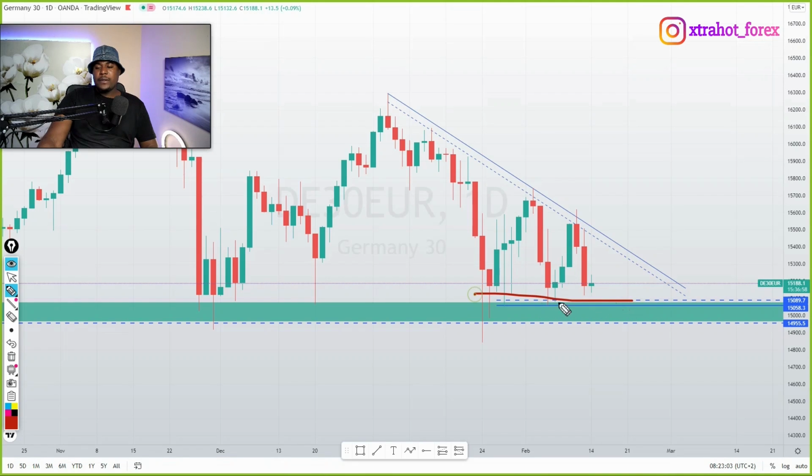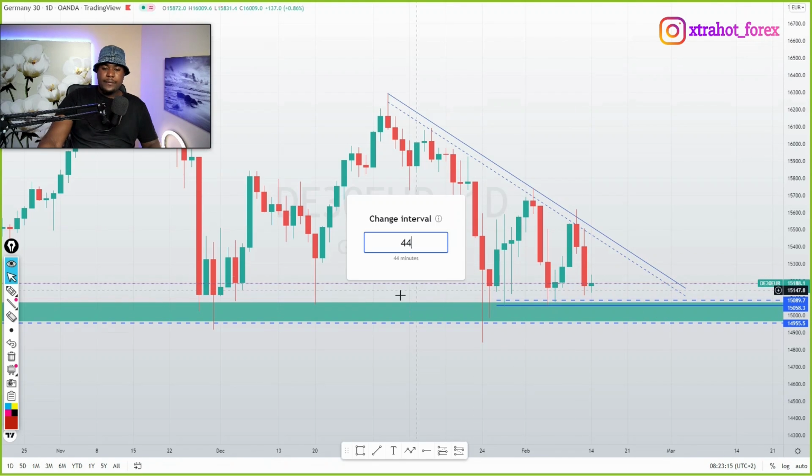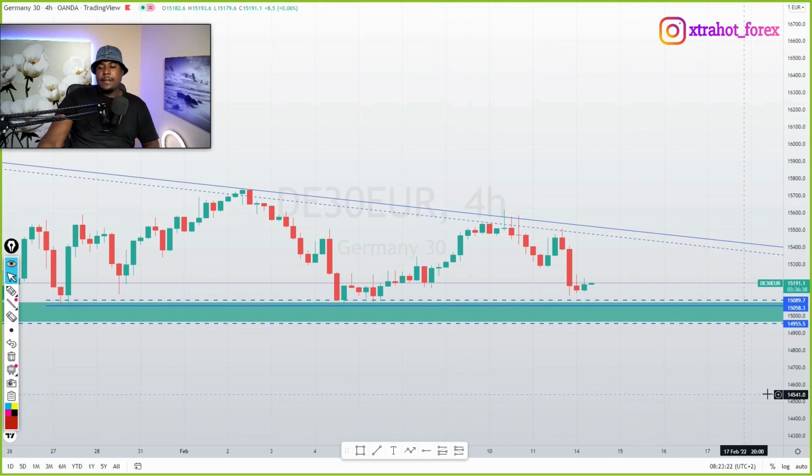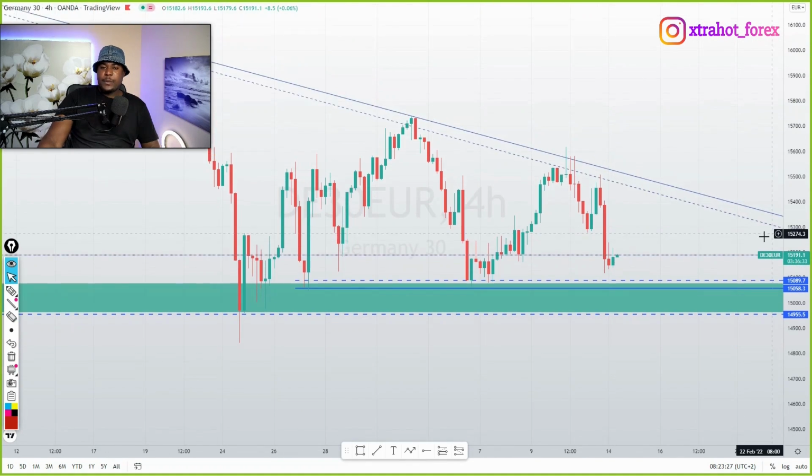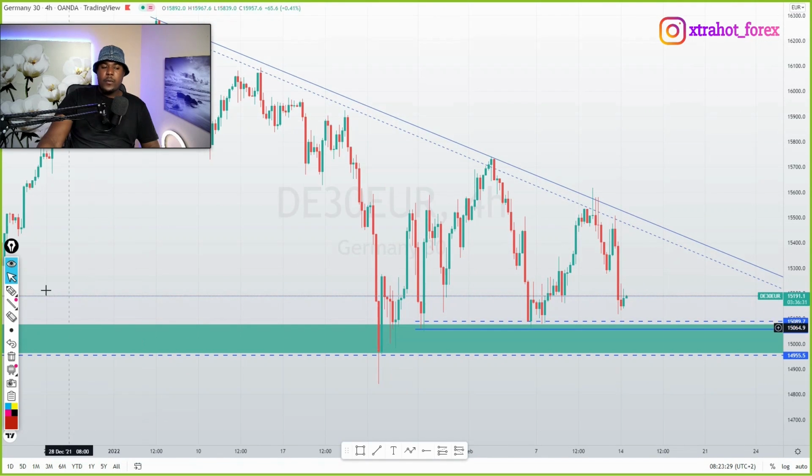At the moment, we're looking for those buy positions. Why? Because we are very, very close to our support area. This is a daily time frame. So if I go on a 4-hour time frame, you will see that we have a very nice structure that is telling us we have enough space to buy. Maybe we can get out around, let's say, 15,400.